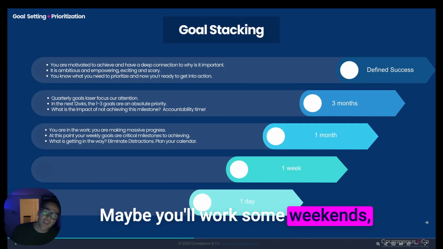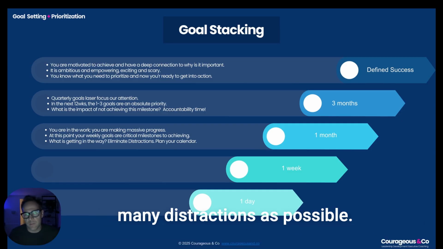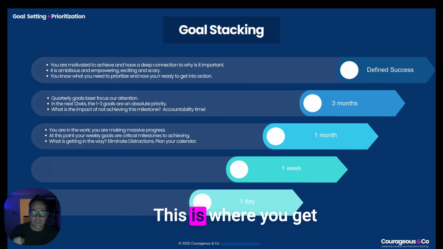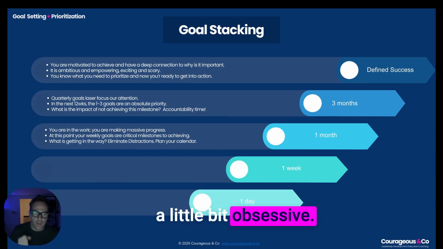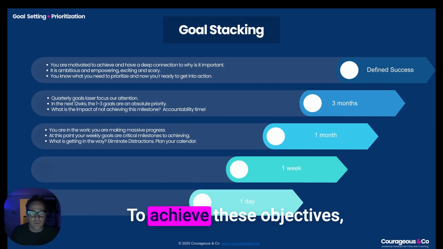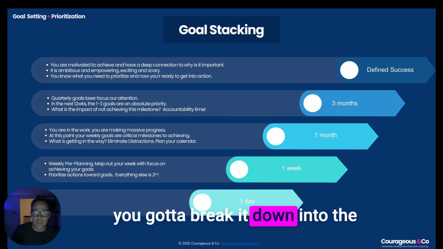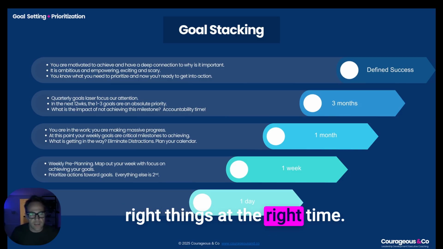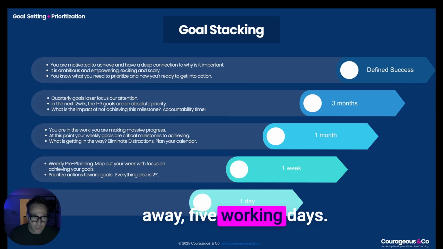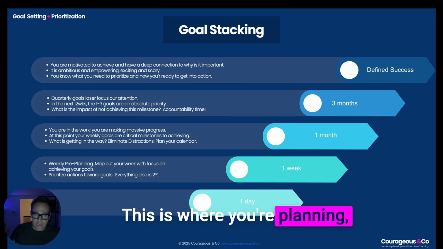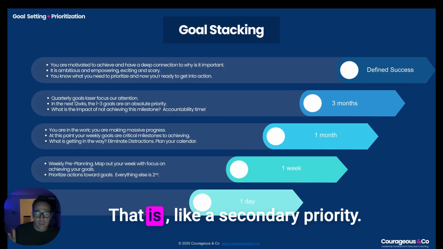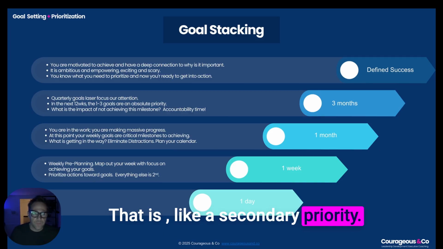Maybe you'll work some weekends, but you want to get rid of as many distractions as possible. You want to plan out your calendar. This is where you get a little bit obsessive. You're just trying to achieve one thing every day to achieve these objectives. You've got to break it down into the right things at the right time. So then we go into the 1 week. You're 7 days away, 5 working days. This is where you're planning. You're making sure that everything is off your plate that is like a secondary priority.